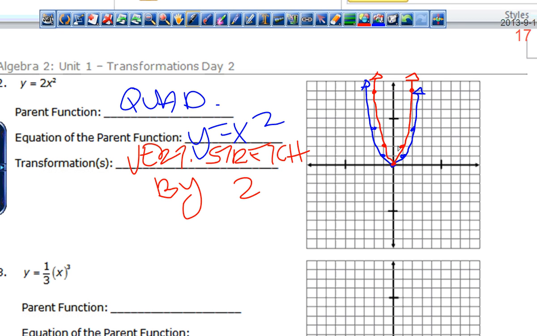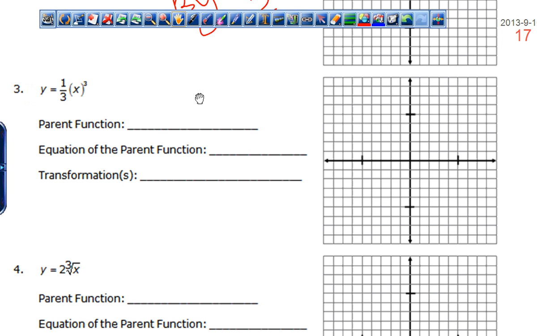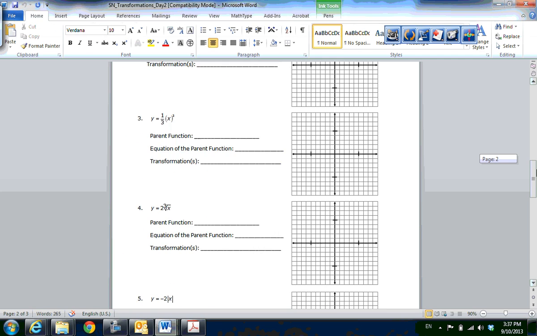Okay, do we see how it got narrower? My red graph? Yeah. Cool. Moving on. Let's skip number 3. Oh, you want to do it anyway?